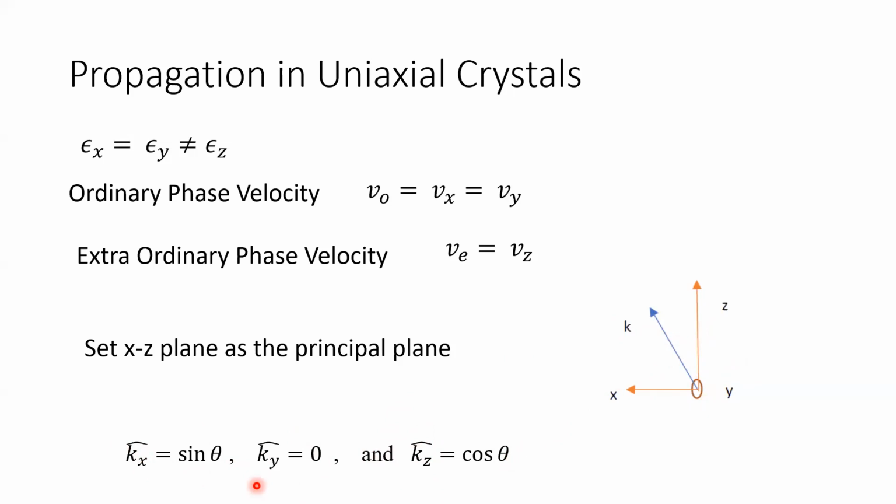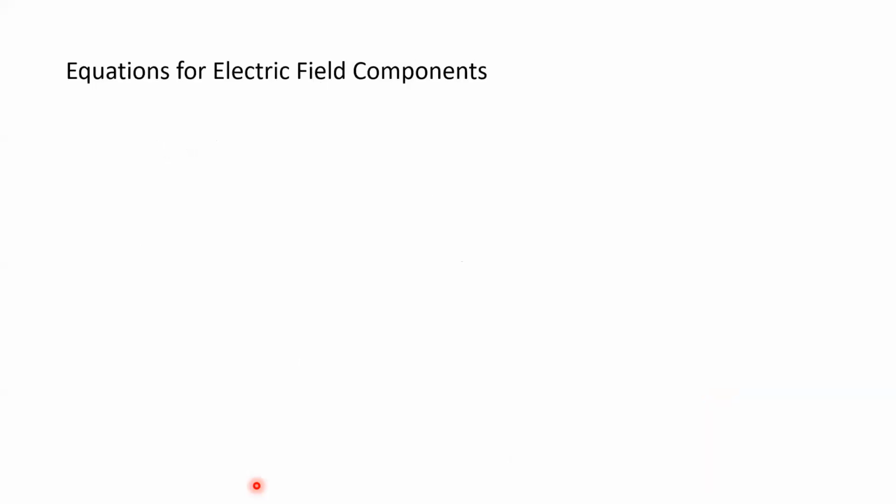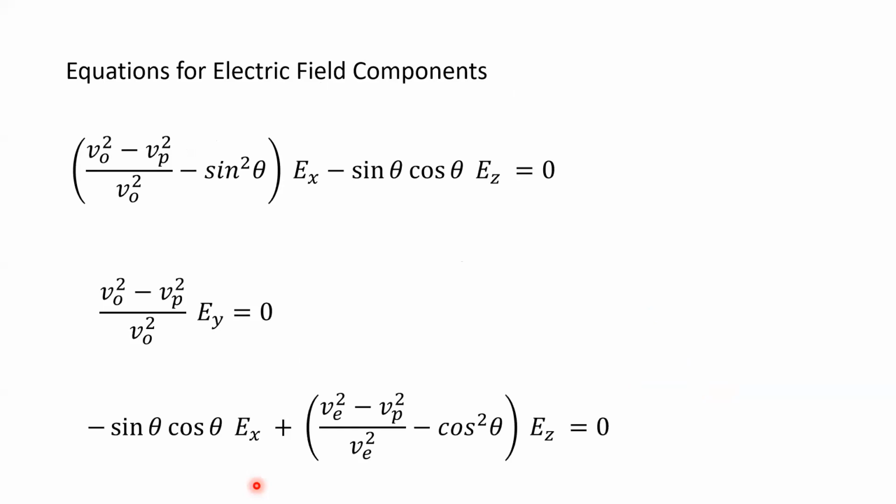That tremendously helps our situation, because remember the earlier equations which we did for Ex, Ey, Ez had kx, ky, kz. Now when you put these values of k for the uniaxial crystal in those equations, we get these three equations. What we notice in the uniaxial crystal is that we have two equations which involve Ex and Ez, with no Ey. And the third equation has only Ey and no Ex and Ez.